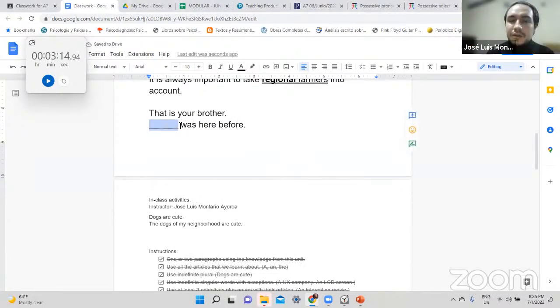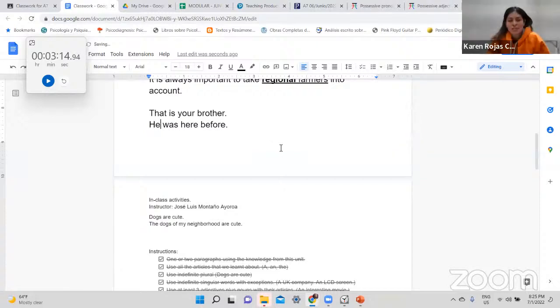But I don't understand the context of these 2 sentences. Okay, continue, please. Yeah, it's like saying that is your brother. Ese es tu hermano. Hers was here before. El hermano de ella estuvo aquí antes. Okay, so it's like saying that is your brother. I'm saying that to someone else. Pero el hermano de ella, el de ella estuvo aquí antes.